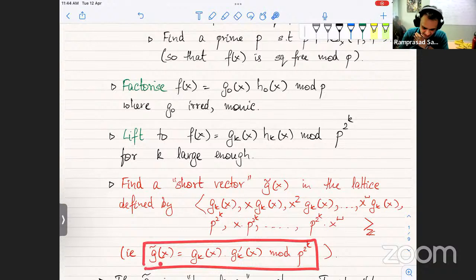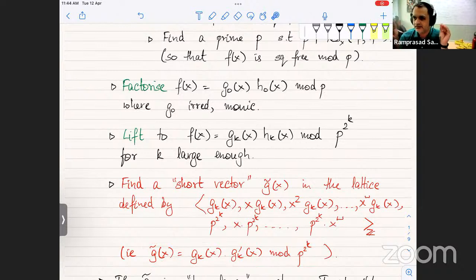We want to find a g tilde that I can obtain by multiplying this g_k, whatever is the lift we have got so far, by some polynomial, such that mod p power 2 power k, g tilde's coefficients look very small. That is, even though g_k could have horrendous coefficients, there is a way of multiplying it with some other polynomial such that suddenly g tilde looks very reasonable. It looks like a factor of f.